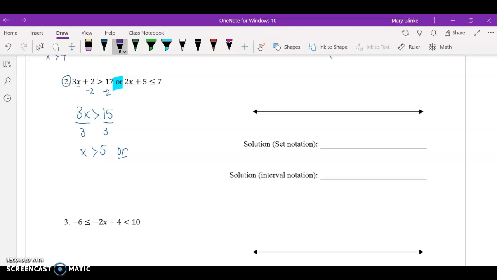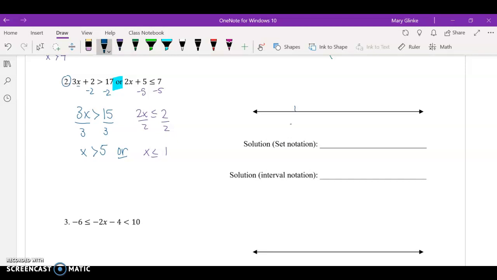Now we're going to go ahead and solve this other inequality. So we're going to move the 5 over. 2x is less than or equal to 2. And then divide by 2 to get x is less than or equal to 1. Notice my inequalities are different for this one. They both don't have to be "or equal to." You can have an open and a closed circle on your graph, and that's okay.